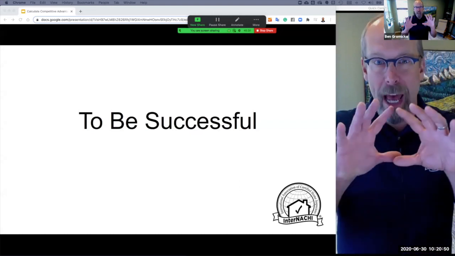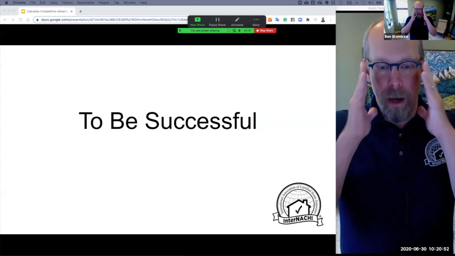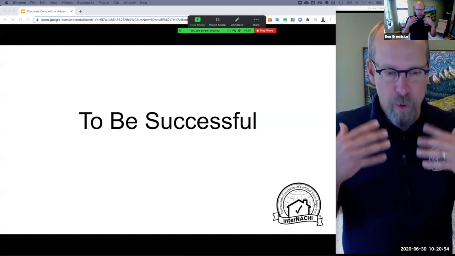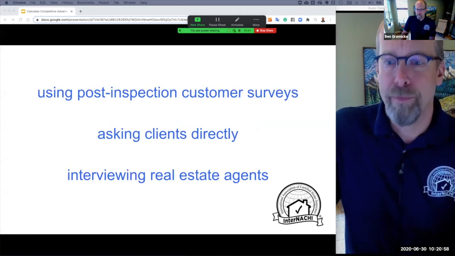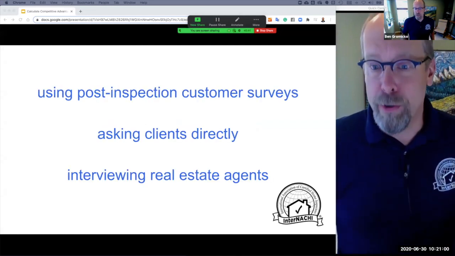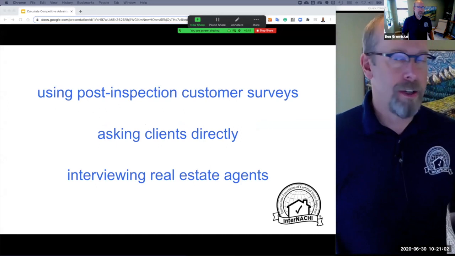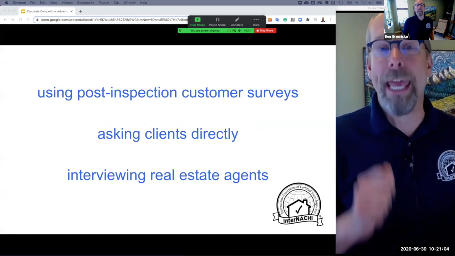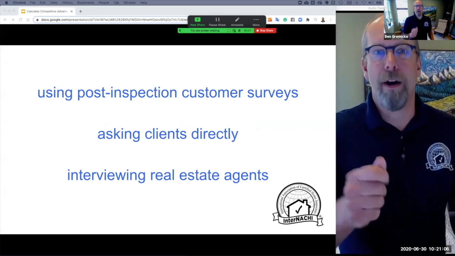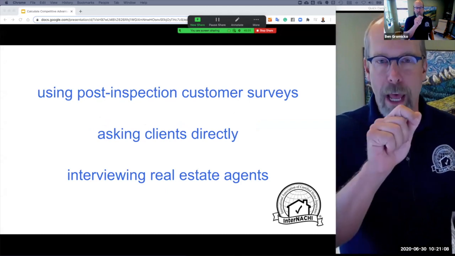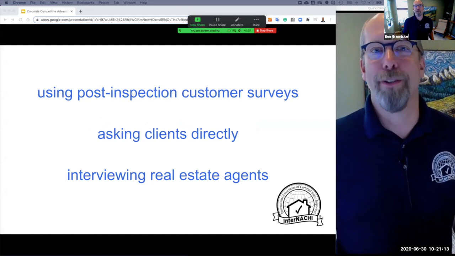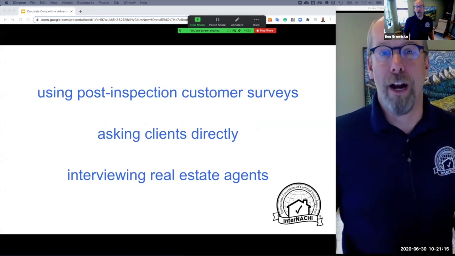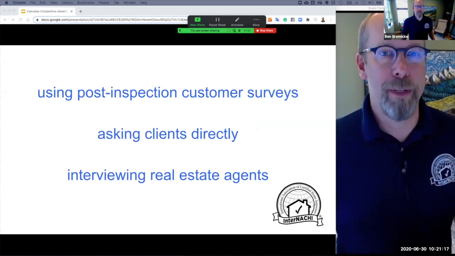Remember, we had a list of things that people think of when they decide to purchase something or to hire someone. So you can use post-inspection customer surveys. I did that. I had them by hand, actually. I gave them a card that helped them document their good feelings right after the inspection, right? And I kept it for myself. I archived it, and then I shared it with potential clients.